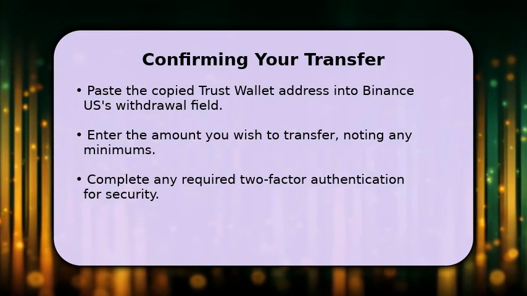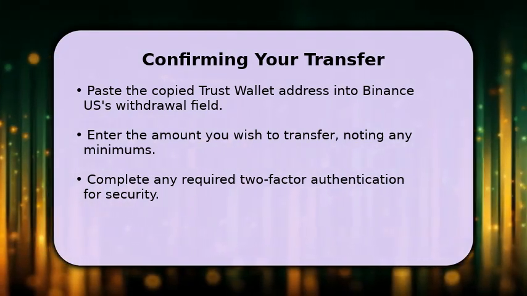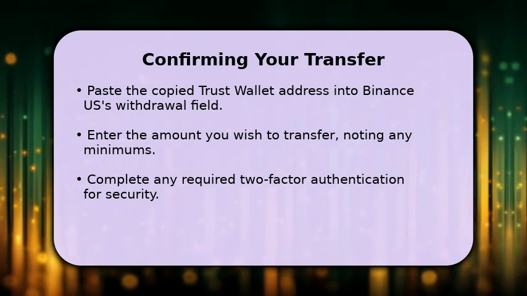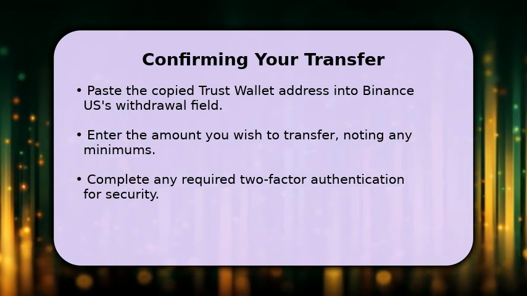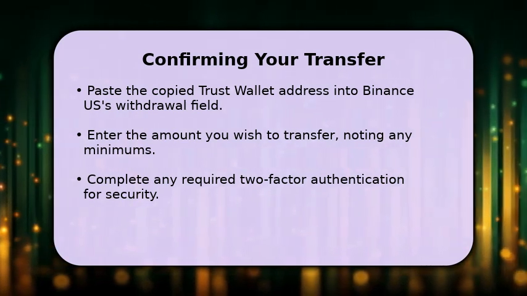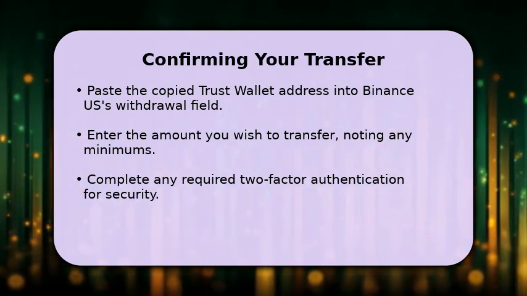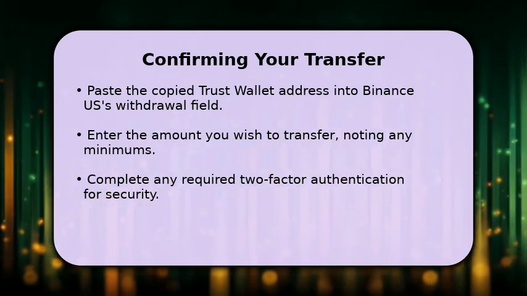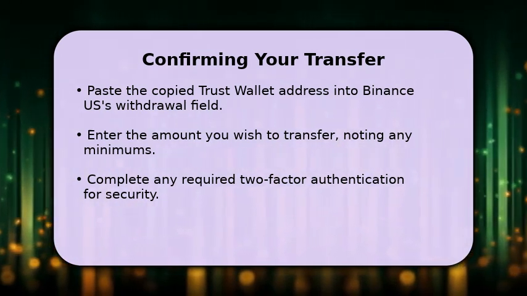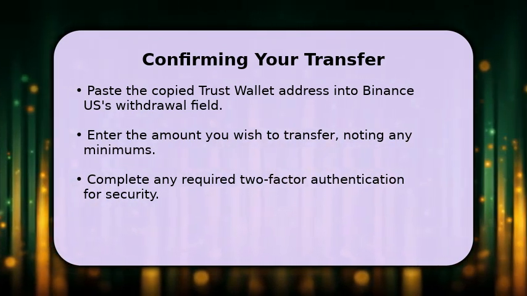Back on Binance US, paste the Trust Wallet address you copied into the withdrawal address field. Enter the amount of crypto you want to send. Double-check all details, the address, the network, and the amount. You will likely need to complete two-factor authentication for security. After confirming, the transfer will begin. Transaction times vary, but you can track its progress using the transaction ID on a blockchain explorer. You will receive a notification when funds arrive in Trust Wallet.